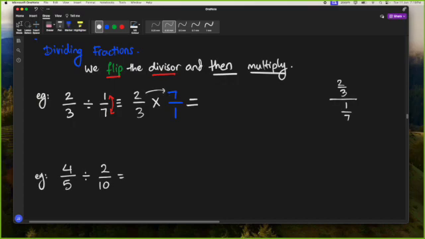So 7 2s are 14, and nothing could cross cancel there. And 3 1s are 3. 14 over 3. 4 3s are 12, 13, 14. So 4 and 2 over 3.